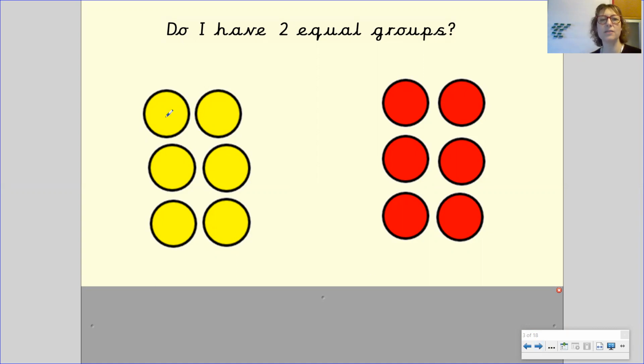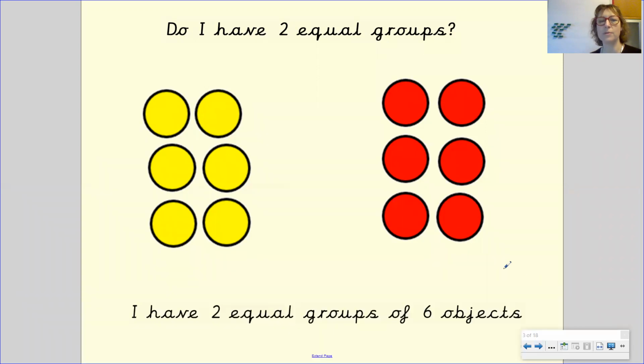So we've got 6 on this side, 1, 2, 3, 4, 5, 6, and 1, 2, 3, 4, 5, 6. So we do have equal groups. So I have 2 equal groups of 6 objects. Can you say that with me? It's at the bottom if you read it with me. I have 2 equal groups of 6 objects. And we're going to repeat that. That is going to be our STEM sentence for today.